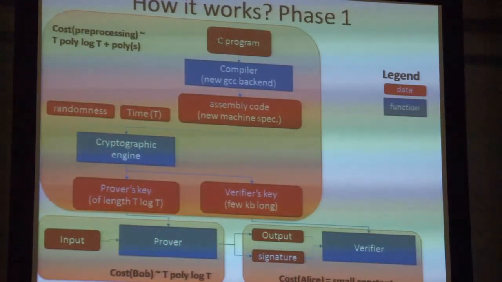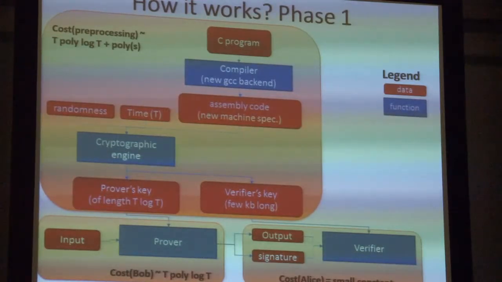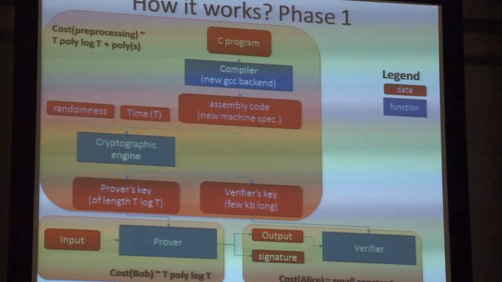In this pre-processing phase, which in the case of Bitcoin could be set up by the Bitcoin, I don't know what the central authorities are, but for any computation that is deemed important enough, someone will do this pre-processing phase. In this phase, you take the assembly code, you take a bound on the running time of the program, and you take some auxiliary randomness used for cryptographic purposes. You throw it into a cryptographic engine, which is the main thing in our work, and out come two things. One is the prover's key, and the other is the verifier's key.